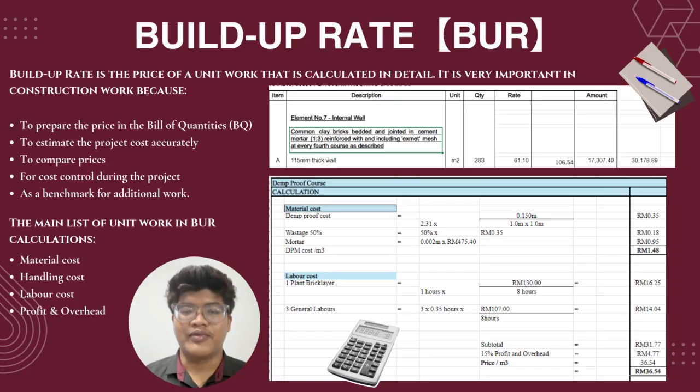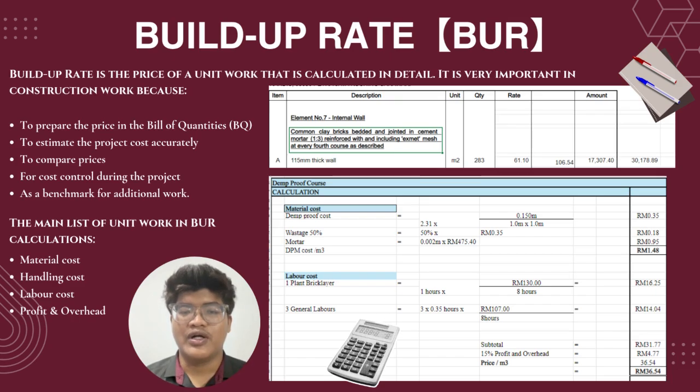As shown in the example on the right, the amount for brick is 105 ringgit 54 cents per square meter. Then to get the total amount, just multiply by the quantity, which is 283. So we get the total amount for the internal brick wall as 30,175 ringgit and 89 cents.